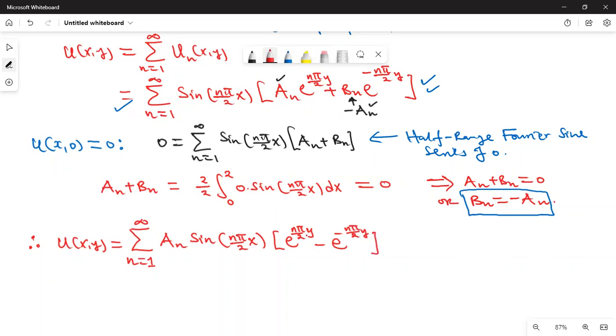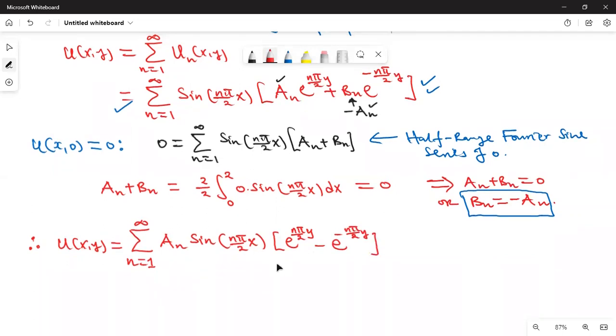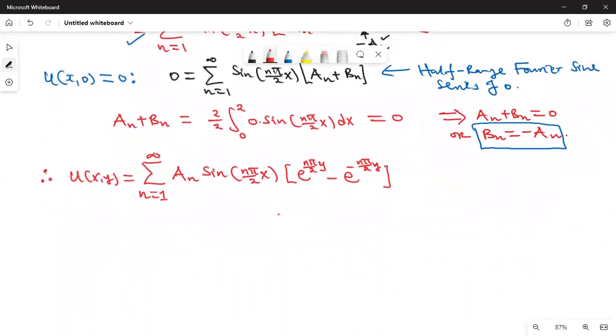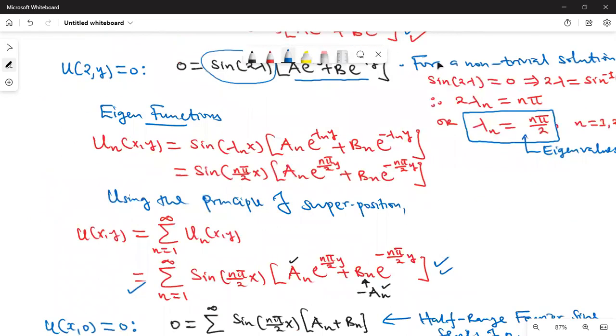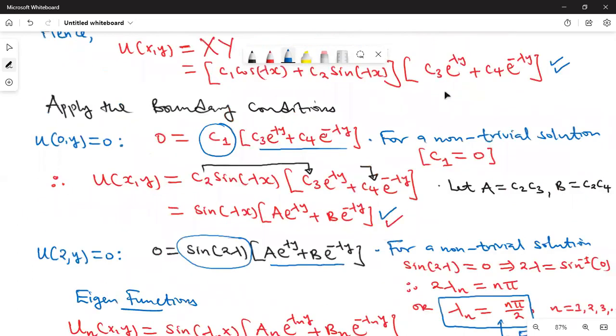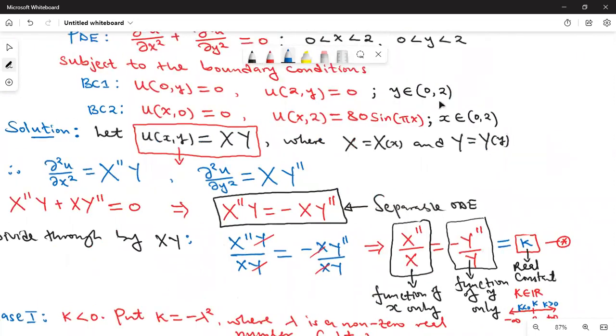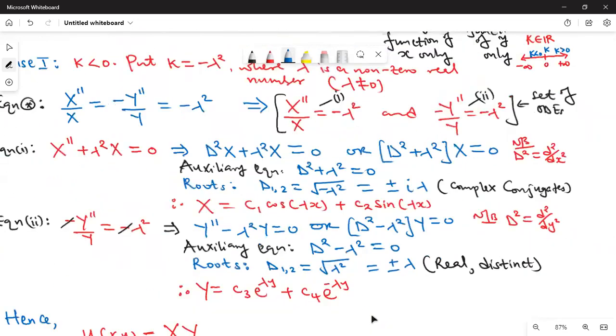That's what we have. And finally, we have the last boundary condition at y equals 2. So we now apply u of x when y is 2. What was the result? It was 80. Let me just check up there, the last boundary condition. That was equal to 80 sine pi x. 80 sine of pi x.